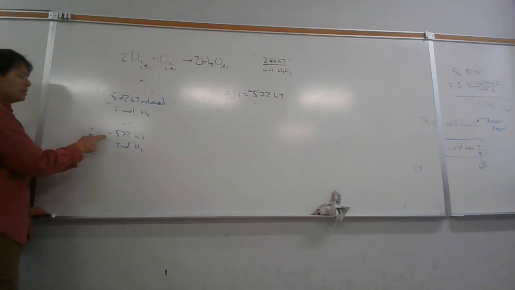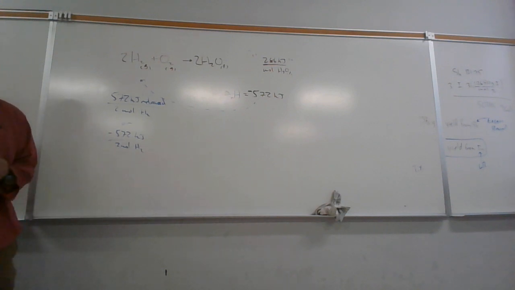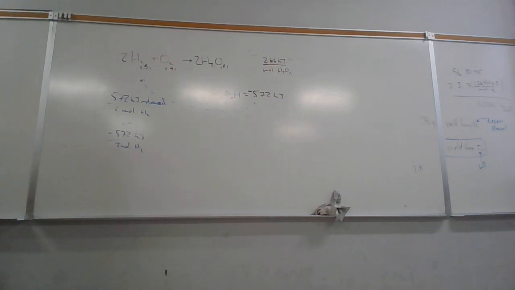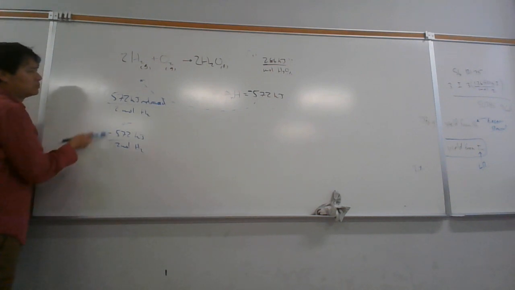But the negative sign's tricky in stoichiometry because, let's say you left the negative sign there and you got negative 10 grams of hydrogen. Is there such a thing as negative 10 grams of hydrogen? No. And so this is why sometimes we write the negative sign, sometimes we don't.